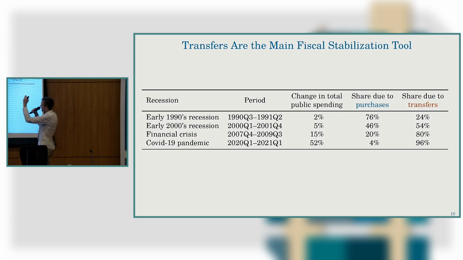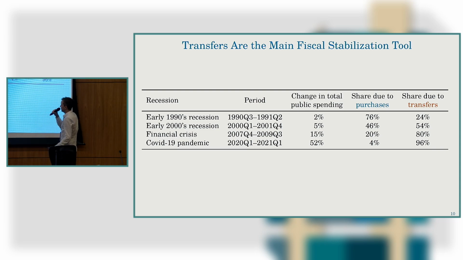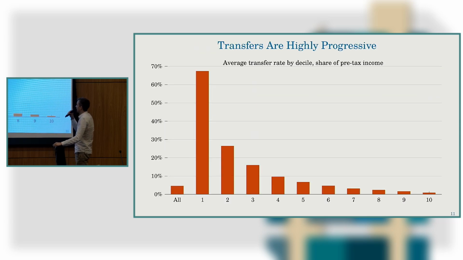And here I have an example of the last 4 recessions that happened in the US. Look at the early 1990s recession. It was a mild recession. There was only a 2% increase in real spending. Three-quarters of that was accounted for by purchases. But then it shifted quite dramatically, and we see that in the last 2 recessions, especially COVID, of course, but also the financial crisis, most of the increase in public spending was driven by transfers. Okay, so that's a picture I took. This is a well-known fact, so I'm just replicating it here.